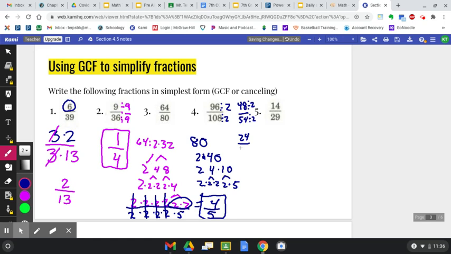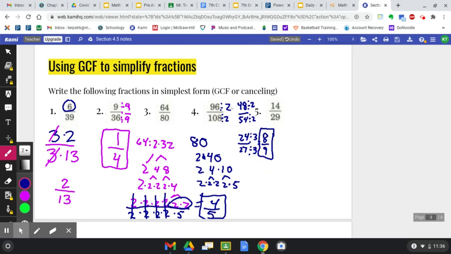54 divided by 2, I get 27. And I can say, oh, well, I can still keep going here because I know that 3 goes into this and 3 goes into this. So 24 divided by 3 would be 8, and 27 divided by 3 would be 9. So that should reduce to 8 over 9.